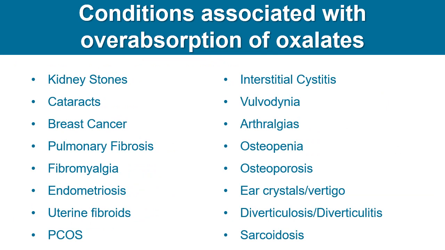So what are some of the conditions associated with overabsorption of oxalates? Well, first we have kidney stones, which is the most obvious. If you're peeing out these crystals and filtering your urine, someone might grab it, see it on a slide, and say, oh, here it is. Figured out why you had all this kidney pain. And many people listening to this may have experienced kidney pain at some point as well.